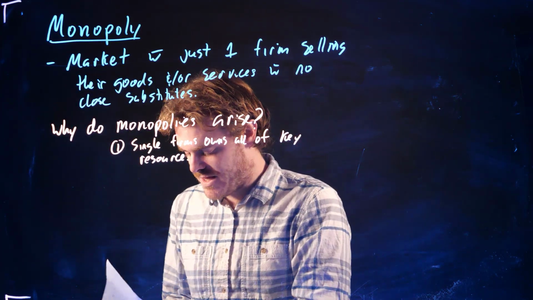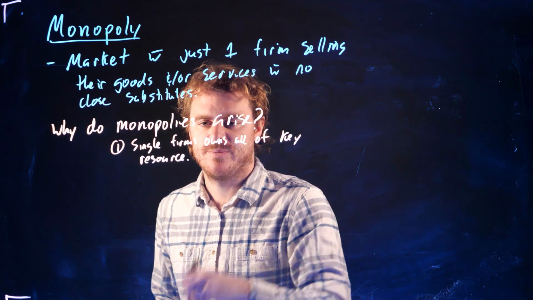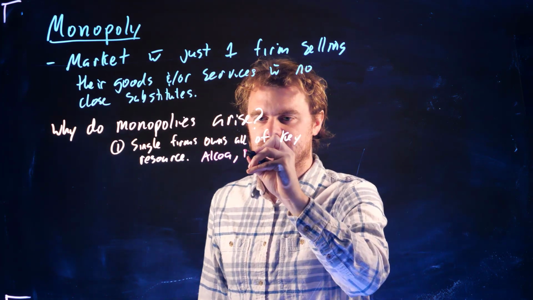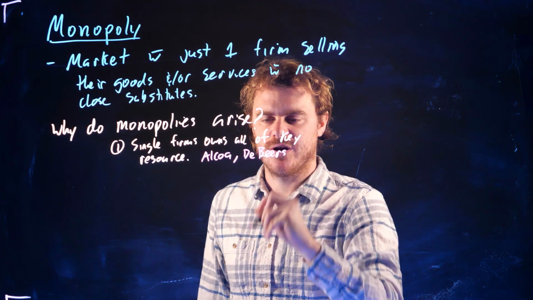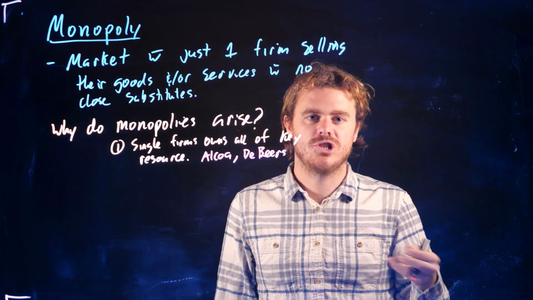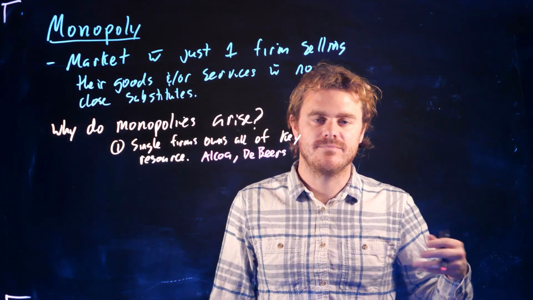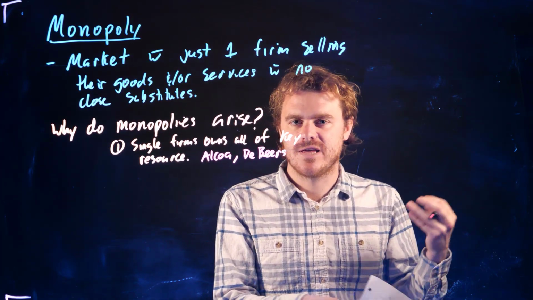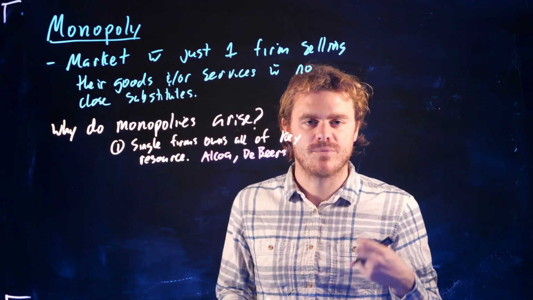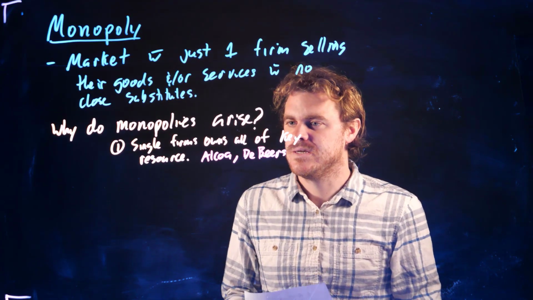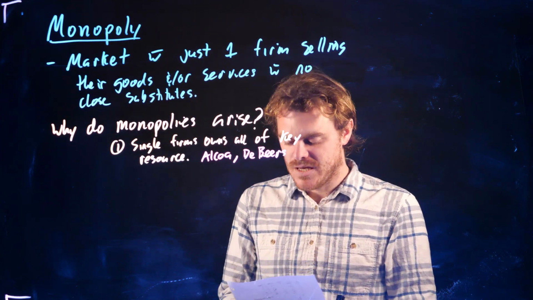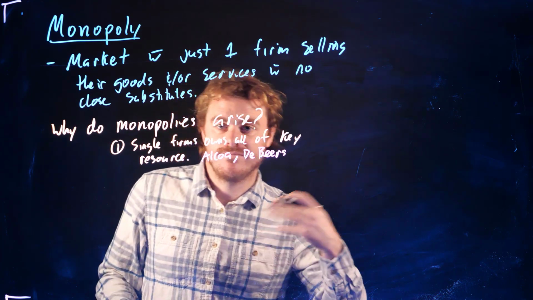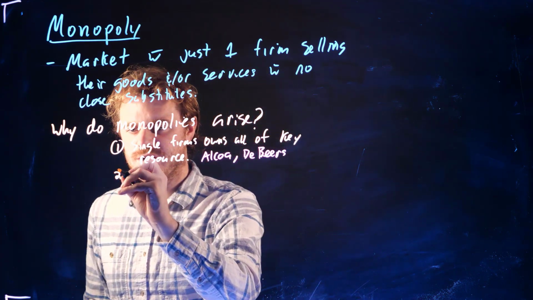We see this with firms like, an old example would be something like Alcoa with bauxite, or maybe De Beers with diamonds. They have such large volumes of diamonds, and they stick them in vaults to keep the prices high and things like that. And so they pretty well own this key resource in the production or the selling of diamonds. And Alcoa is bauxite. So that's one reason why we might see monopolies in certain markets, is that one firm just has all the resources needed to produce the good.